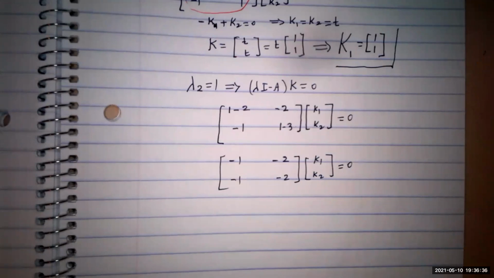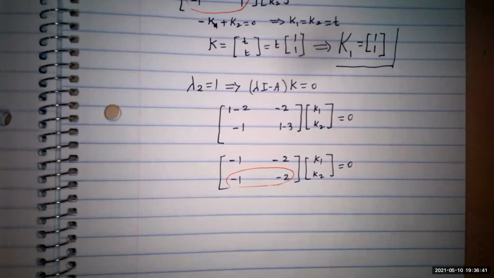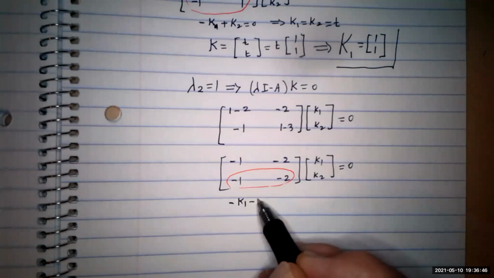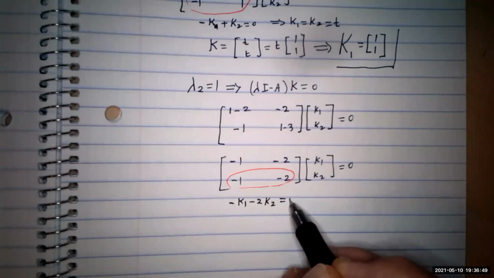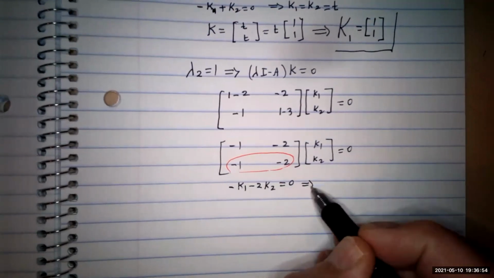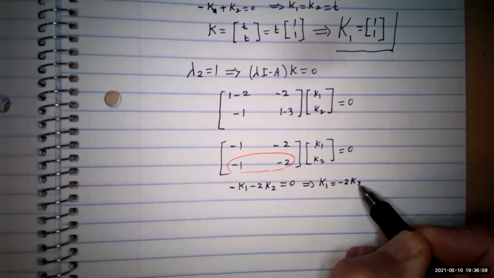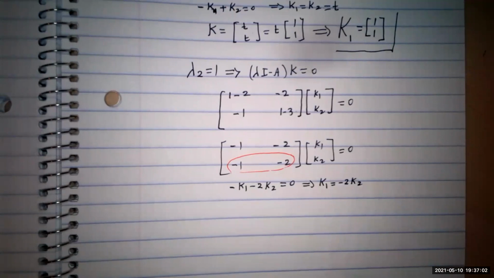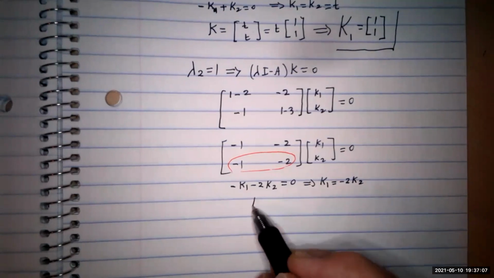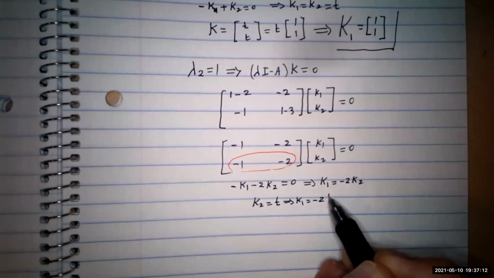So again, we just go with the second part. That gives you negative k1 minus 2k2 equal to the 0. So we can solve for one of them, k1. K1 is equal to negative 2k2. So we can take the k2 to be equal to t. So the k1 is negative 2t.